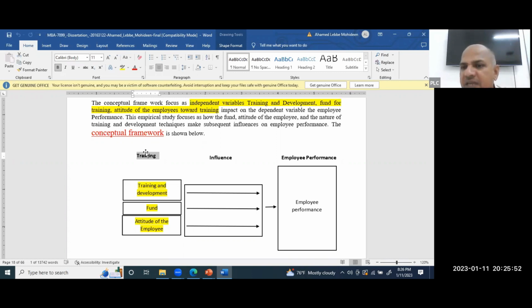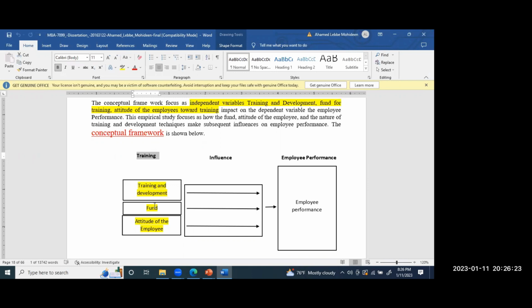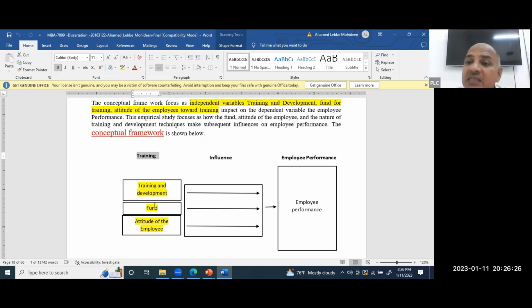Okay. If you take the training, what are the things coming under training? What I discussed now, training and development, is one area that is going to affect the performance. Another area is fund. If there is not enough money for the training, and there is no possibility of the training, then the performance again goes down because the training is going to be affected.